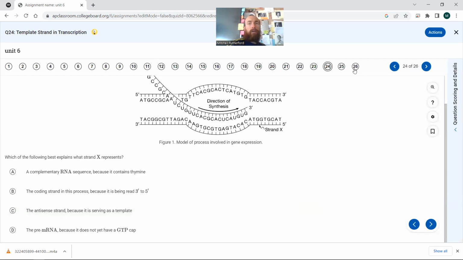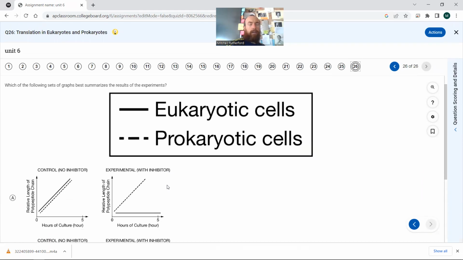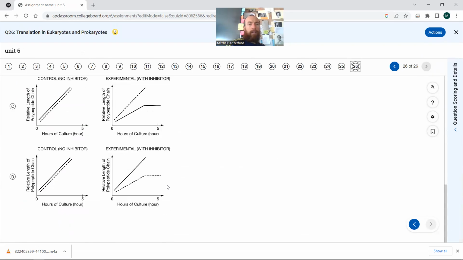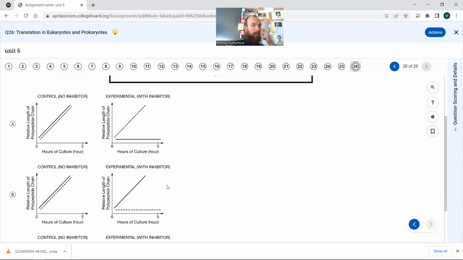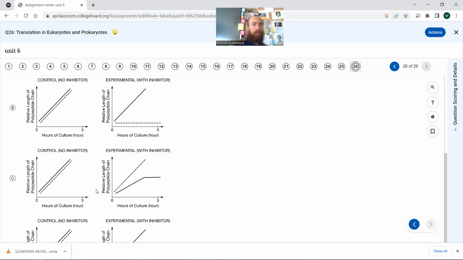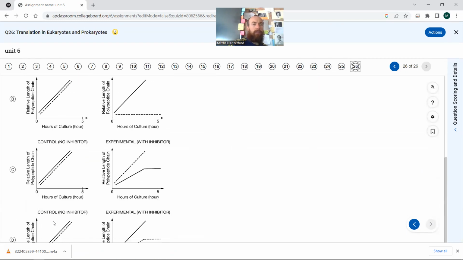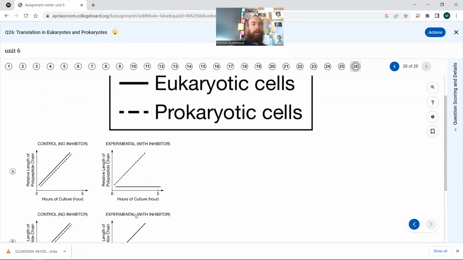And then we get to our last one. Wow, why is this font so giant? Okay, so we're looking at inhibitors and prokaryotic and eukaryotic cells. So some cells are going to change the length of the polypeptide chain. Oh, so making proteins here. So, control, experimental. All of these have the control on the left and the experimental on the right.